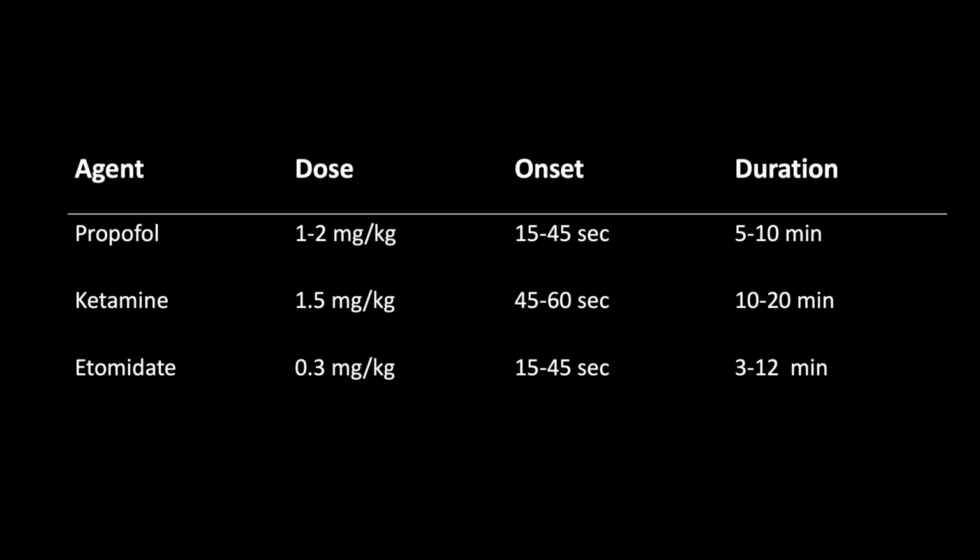Here are some of the common induction agents that we'll use in the emergency department for intubation: propofol, ketamine, and etomidate, with their typical dose ranges described here. This needs to be taken with the caveat that these very standard dose ranges can be changed quite drastically in a patient who is hemodynamically unstable or having a hypertensive emergency. So although these are the usual doses you'll see written in textbooks and in charts like this, know that you should be altering these based on your patient's physiology.